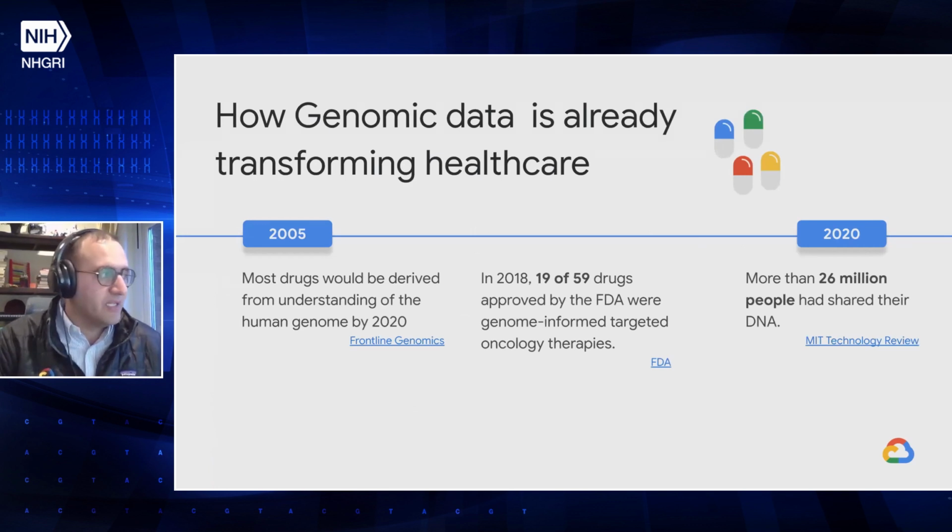So let's start with this. This is a statement by Dr. Francis Collins back in 2005, that most drugs would be derived from our understanding of human genomes by 2020. And fast forward to 2018, 19 of 59 drugs approved by the FDA were indeed informed by our understanding of the genome.